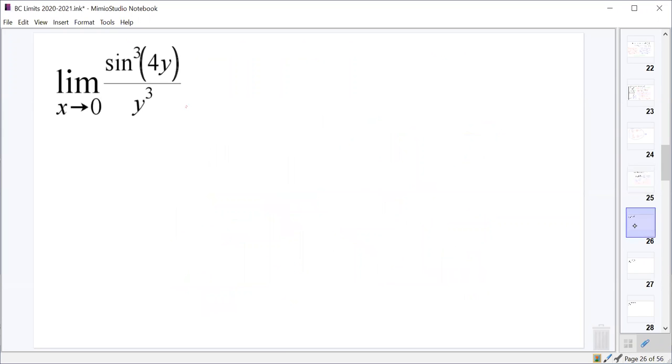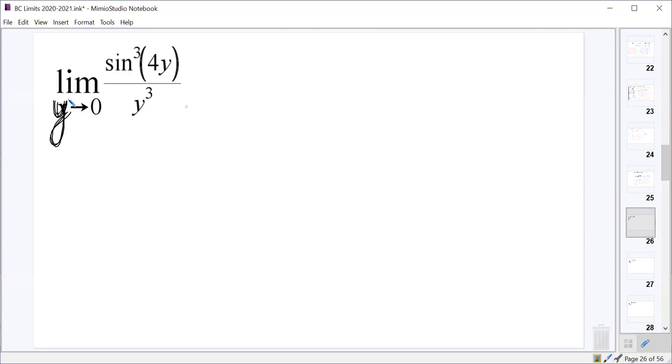All right. What about this one? I keep forgetting to change this. This should be a y here. That's the limit as y approaches 0 of sine cubed 4y over y cubed. So I know you're all like, oh, I could just use L'Hopital's rule for any of these, right? But if you're trying to take derivatives of sine cubed 4y, I mean, the first one's not so bad, right? You get 3 sine squared 4y times cosine 4y times 4. But then to take the derivative of that a second time is product rule with the chain rule within the product rule and a huge pain.